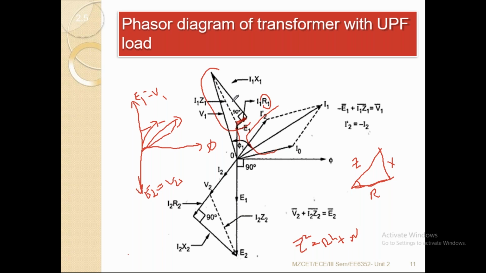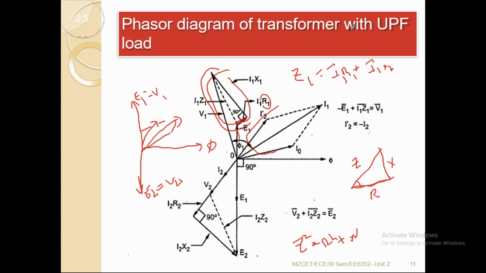So this total line represents the hypotenuse, that is represented by Z1, and the opposite side of the angle we can reference as X1. The base we can represent as the resistance. So I1 R1, I1 X1, I1 Z1. So this is the value of impedance for the primary. So Z1 is equal to I1 R1 plus I1 X1. So this is the phasor diagram.